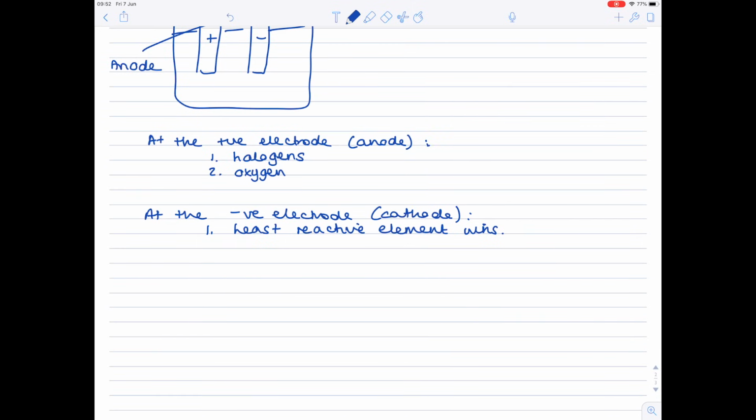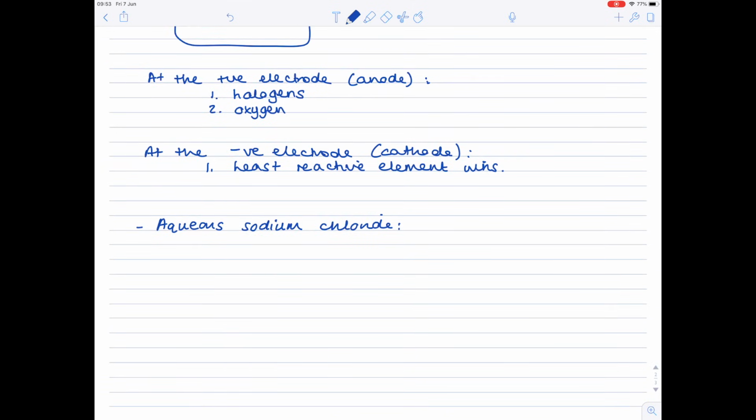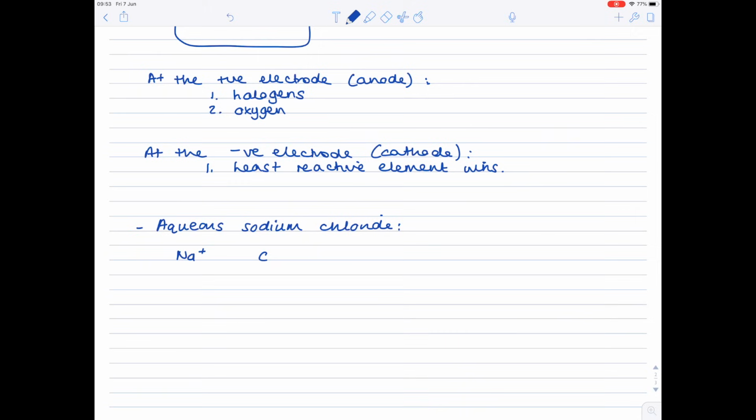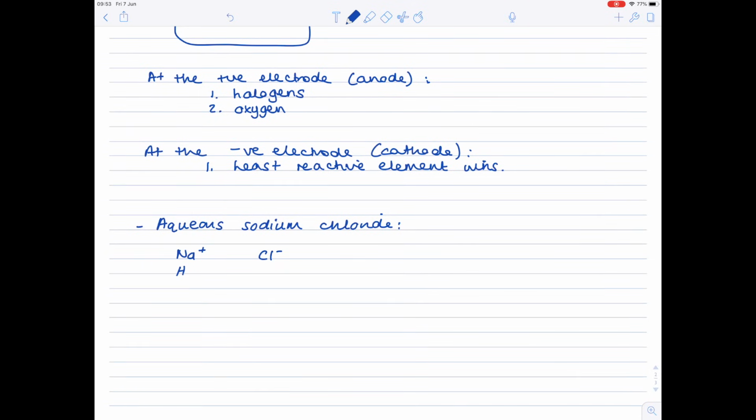So let's take a few examples. So what about aqueous sodium chloride? Well, look, in solution you have sodium ions, chloride ions. Because it's aqueous, you'll also have hydrogen ions and OH minus, hydroxide ions. So let's look at the sodium and hydrogen ions first of all. Well, according to this rule here, the least reactive element wins. So from the reactivity series, you should know that hydrogen is less reactive than sodium, so that will win.